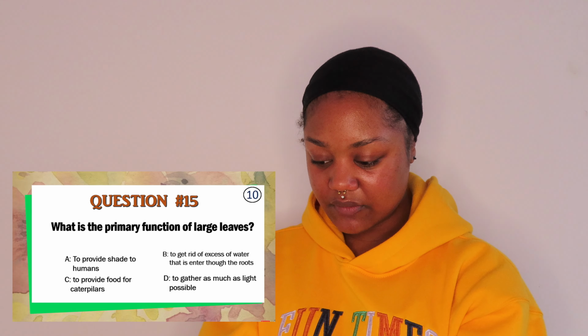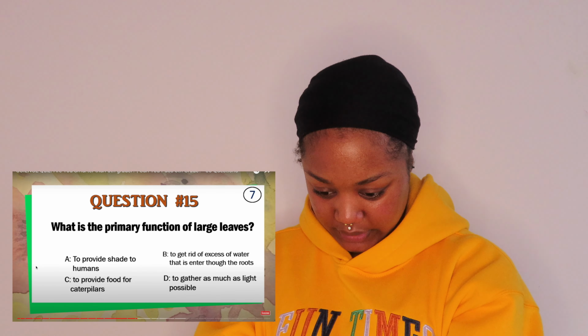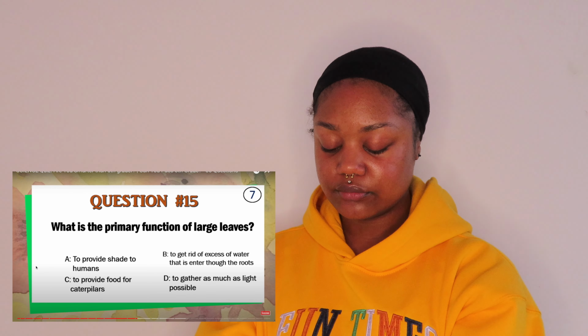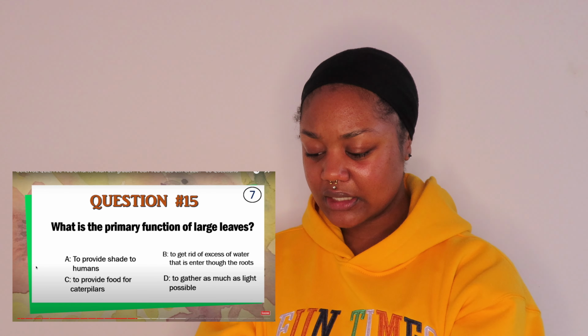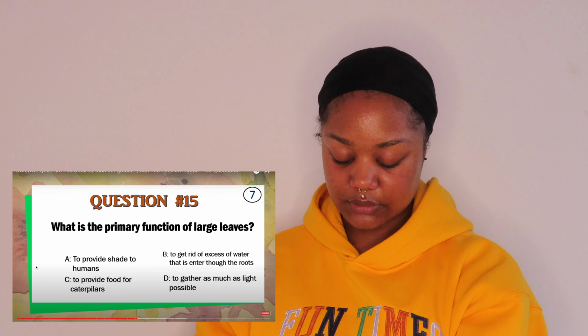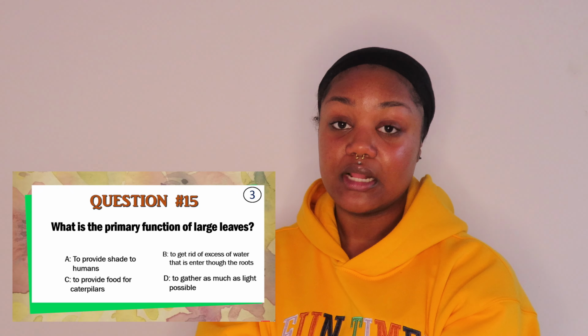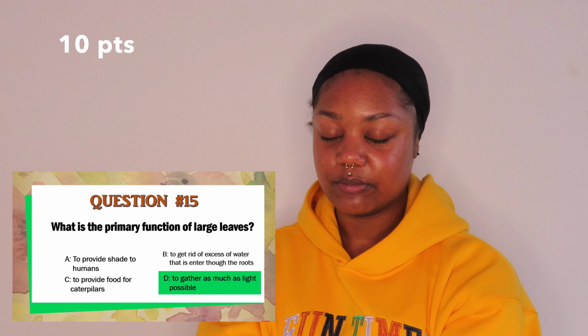What is the primary function of large leaves? To provide shade to humans. To provide food for caterpillars. To get rid of excess water that enters through the roots, or to gather as much light as possible. I'm gonna just say to gather as much light as possible. That's what I'm going with. I'm not surprised. At the end of the day, I graduated from high school.